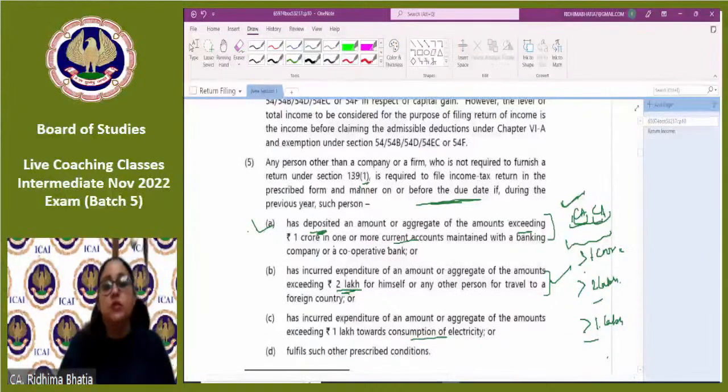Yes, Sumesh, deposit, foreign travel, electricity expenses are in case of any person other than company or firm, because company or firm are required to file the return of income.